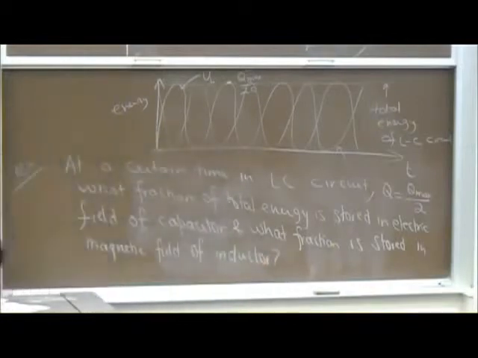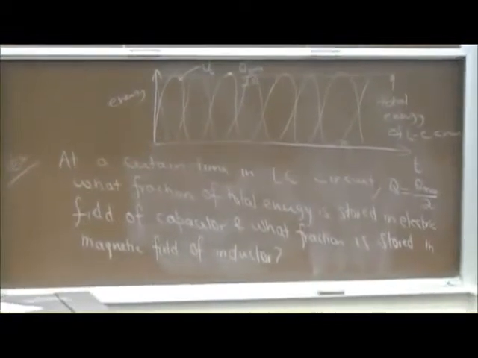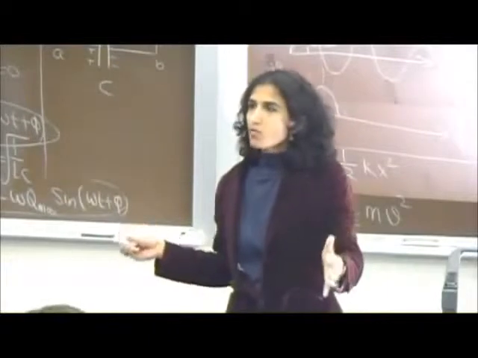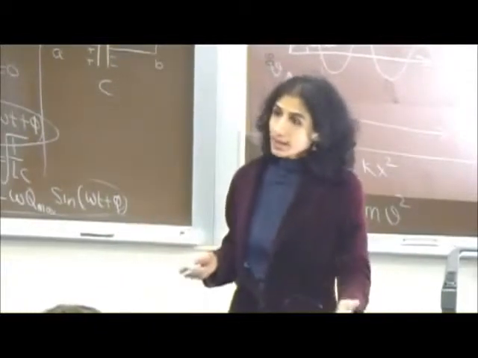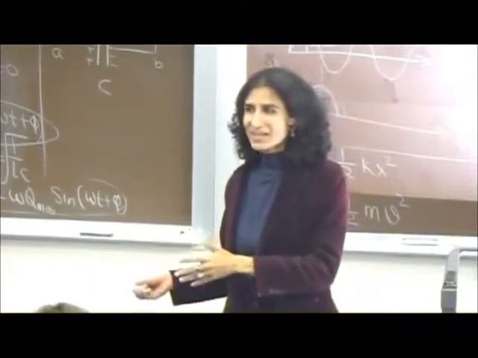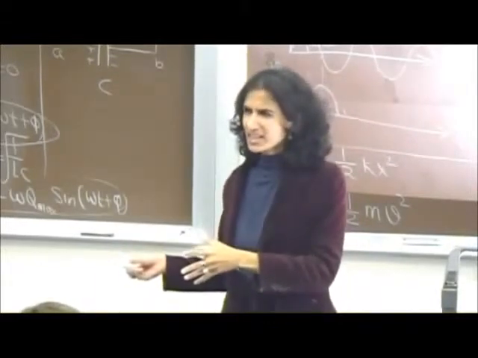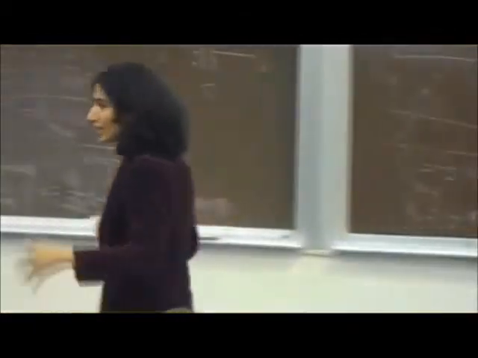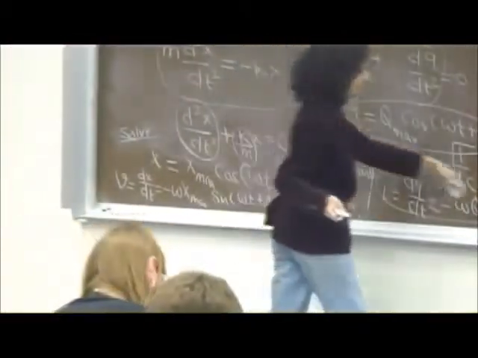I want you to take 1 minute, talk to a person next to you about this question, because you ought to be able to answer this question yourself. So what if this is one of your exam questions? It says, at a certain time in LC circuit, the charge on the capacitor plate is Q max over 2. The question is asking, of the total energy in the system, what fraction at that moment is in electrical energy, and what fraction is in magnetic energy stored in the inductor? Does that make sense? Because we know that the two should add up to the maximum value all the time. This circuit has no damping, there's no resistance. Talk to a person next to you, you do it yourself, then I'll help you.